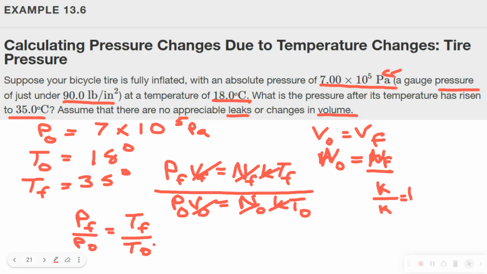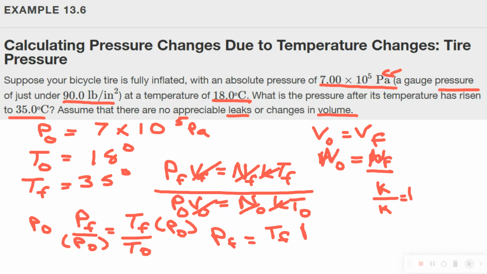So if I multiply both sides, because that's what it asks us to do, is find what is the pressure after the temperature has risen. So I'm going to multiply both sides by the initial pressure, right? So then I get the final pressure is equal to the final temperature times the initial pressure divided by the initial temperature. And so I'm just going to plug that in. The final temperature was 35.